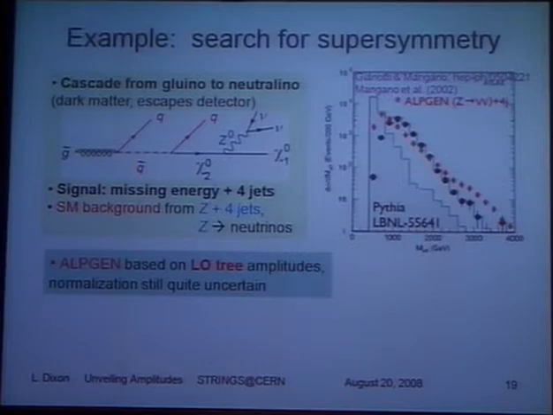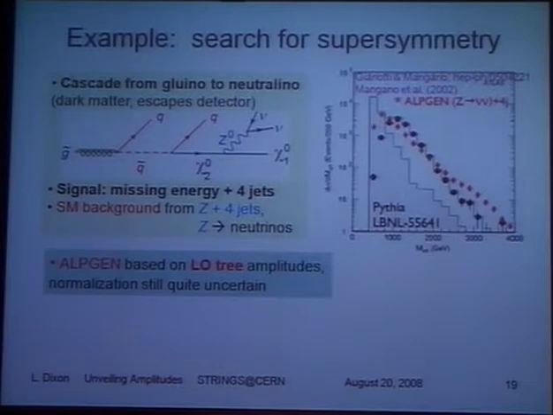Just one quick example of where you might need it, which was also mentioned by Oliver Buchmiller on Monday, was the search for, quote, supersymmetry, or anything with new particles that produces missing energy in a number of jets because of some cascade decay. The Susie example would be a gluino which cascades down to a neutralino, and that gives you missing energy. But you can also produce a Z with four jets, and when the Z decays to neutrinos, that gives you missing energy too. And that one is shown in red, and for a particular point in Susie parameter space, the Susie signal is shown in black. But there's actually an uncertainty on this red curve, and if you don't control it better, you can worry that you're not going to be able to see this little thing sticking up.